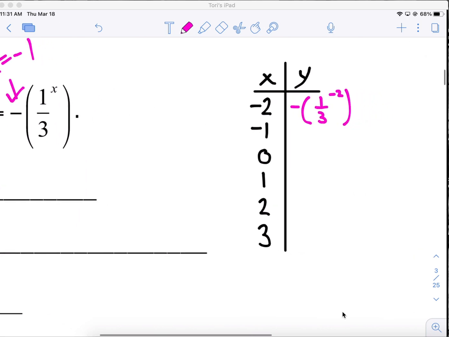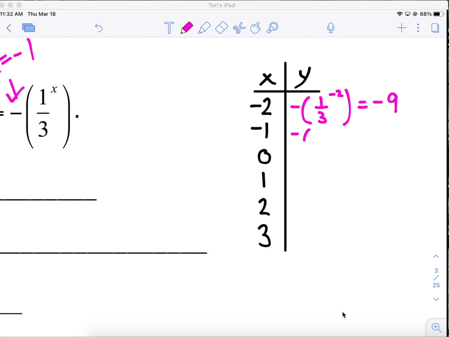So think about it this way. You're going to flip it. That's a 3. Square it. That's a 9. And then make it negative. So -9. So flip it is the negative on the exponent. Squaring it is the 2. Negative is the out front number.